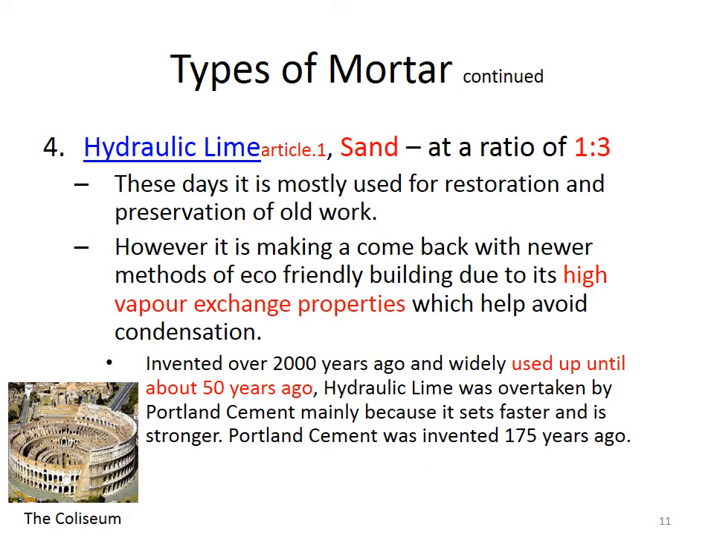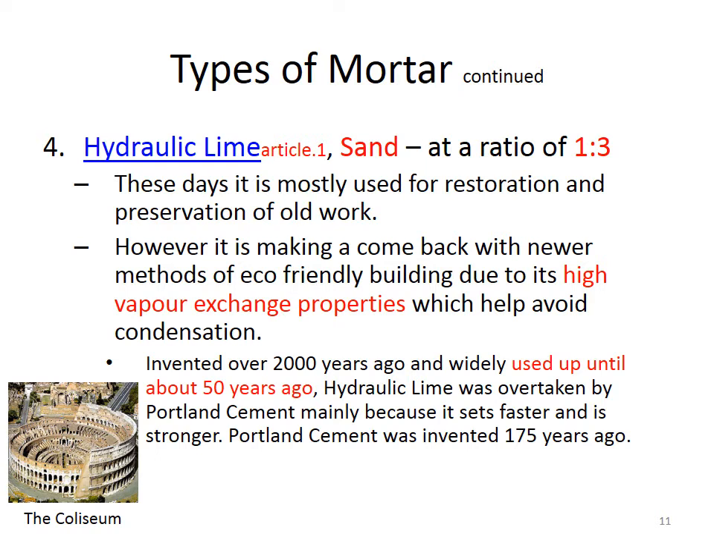Number 4 there is hydraulic lime and sand. Usually mixed at a ratio of 1:3, quite strong. Hydraulic lime is the old mortar that used to be used, and it was overtaken by Portland cement about 50 years ago. So these days it's mostly used for restoration and preservation of old work.